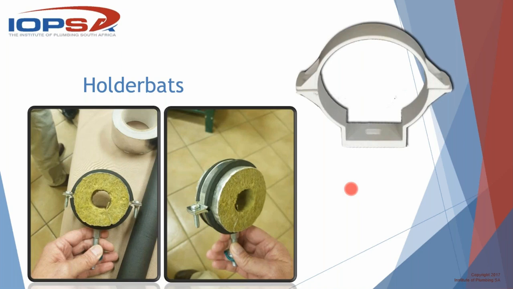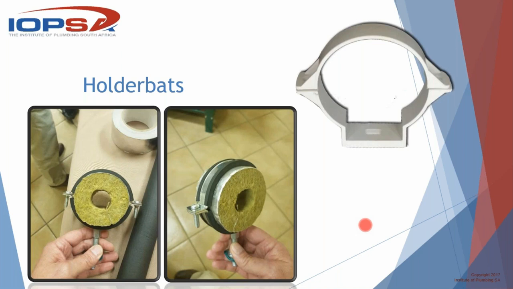you're circumventing the whole point of lagging, because you're creating many, many heat loss areas within that length of pipe. So brackets, as a rule, must always go over the lagging. They must be sized correctly so that they fit over the lagging, and the lagging must be uninterrupted along its length.